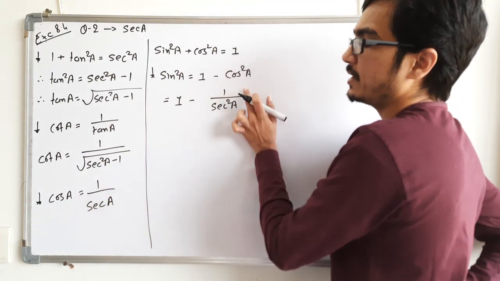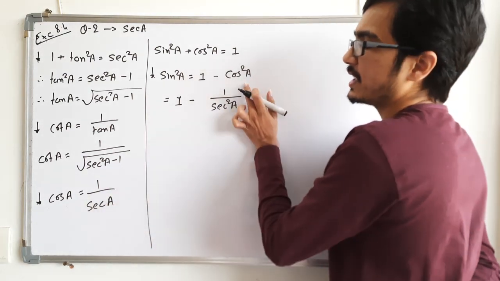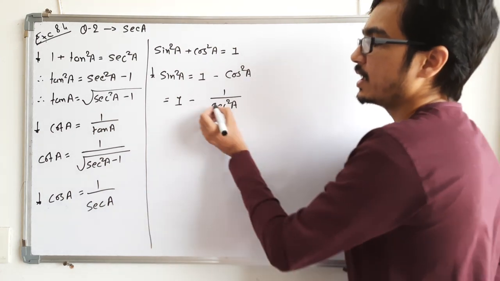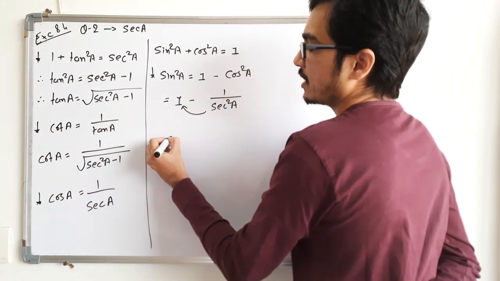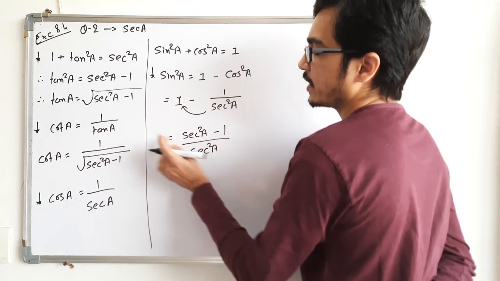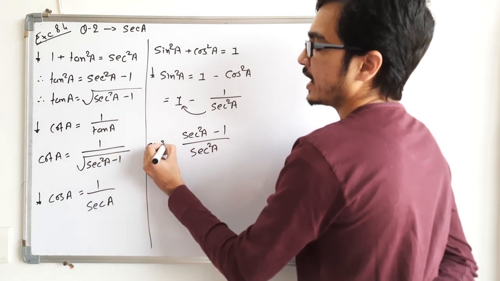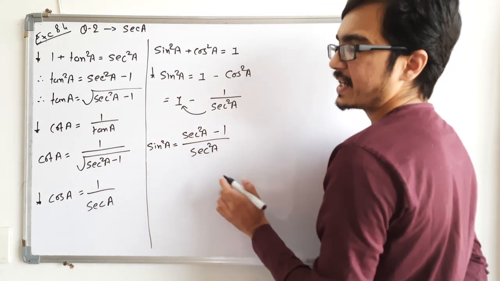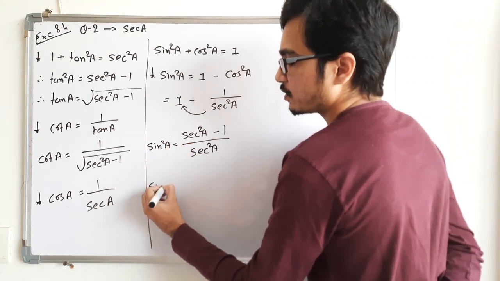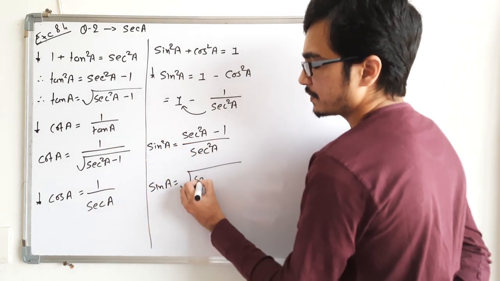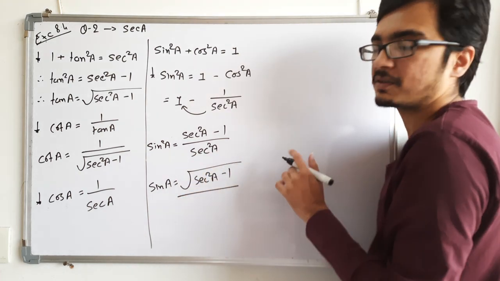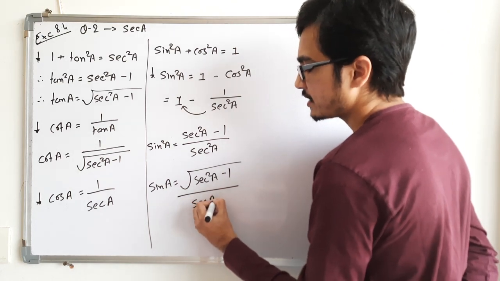So square of 1 upon sec A, that will be 1 square upon sec square A. Considering this as an LCM, sec square A minus 1 upon sec square A. This is the value of sine square A actually. We need the value of sine A, or we need to represent sine in the form of sec. So we will consider square root. So sine A is equals to root sec square A minus 1 upon sec A.